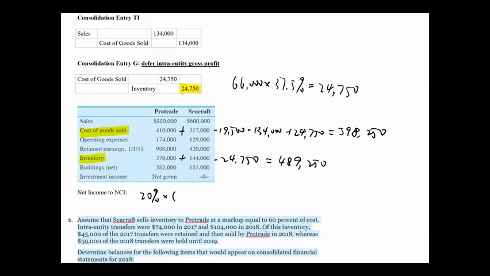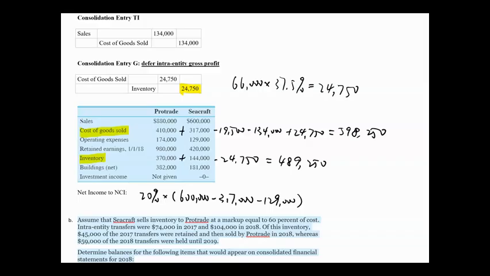It's equal to the total sales, 600,000, minus Seacraft cost of goods sold, 317,000, and minus operating expense, 129,000. In this question there is no annual excess amortization, and because this is a downstream transfer, all those adjustments related to the seller have nothing to do with the buyer.